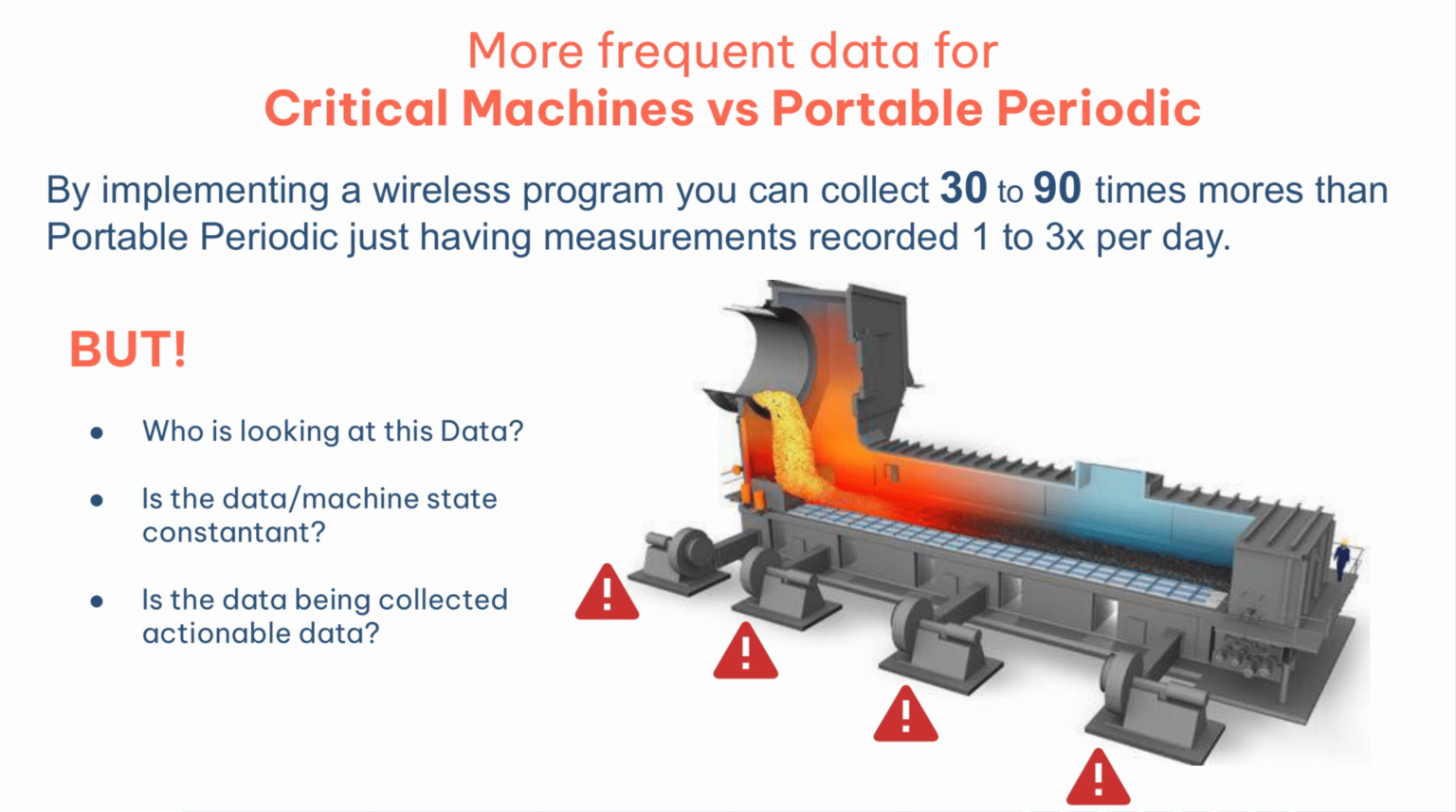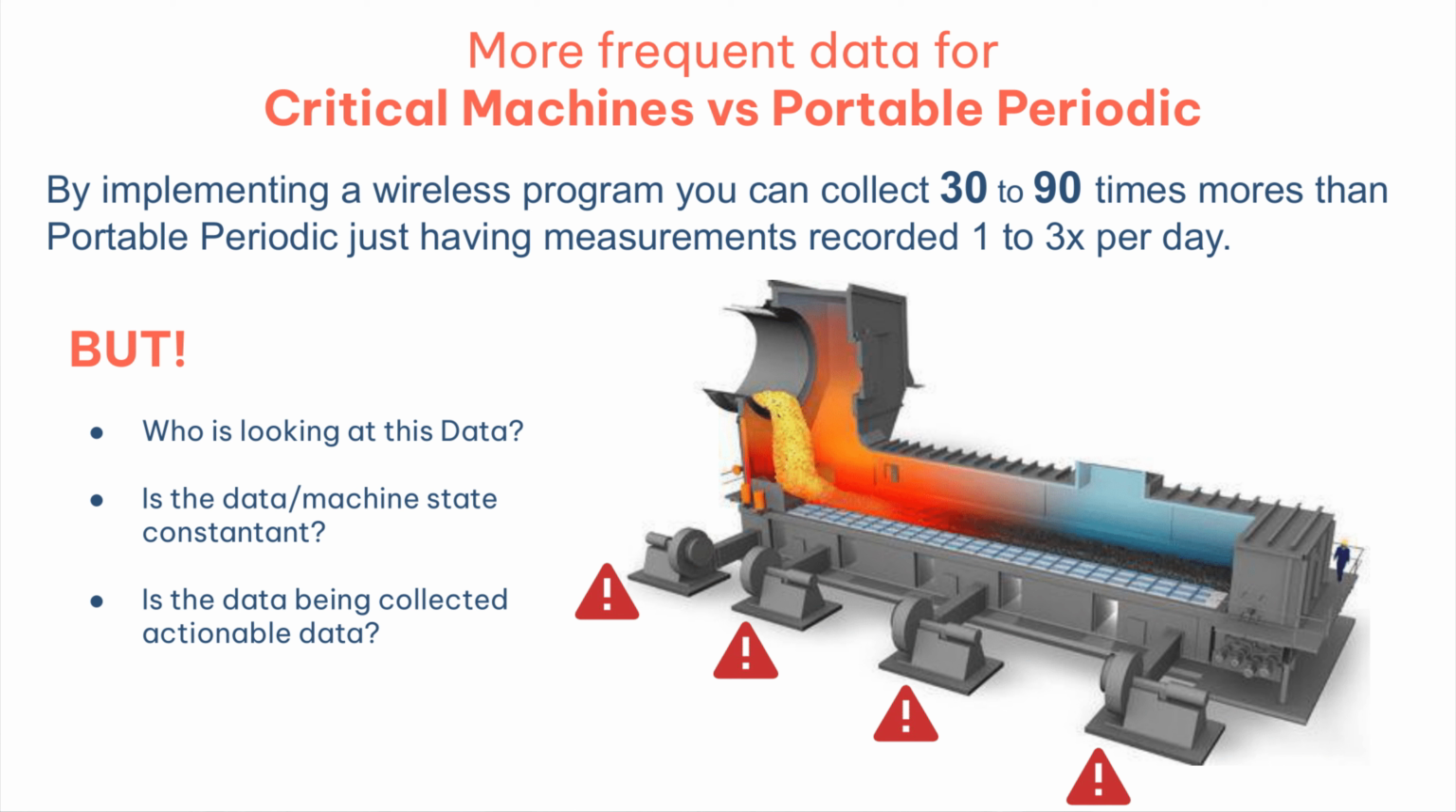So we have to remember that we're getting a lot of data on a wireless system. If you set it just to collect once a day versus your periodic walk-around data collection, you're collecting 30 to 90 times more data than just collecting once a month or once every quarter. So you have to remember who's looking at this data.